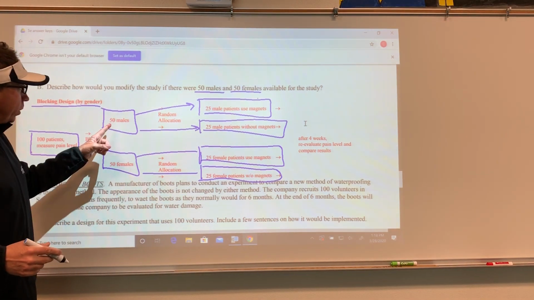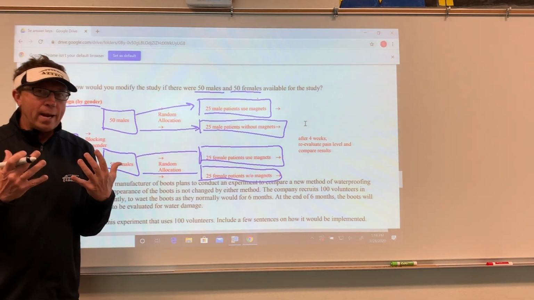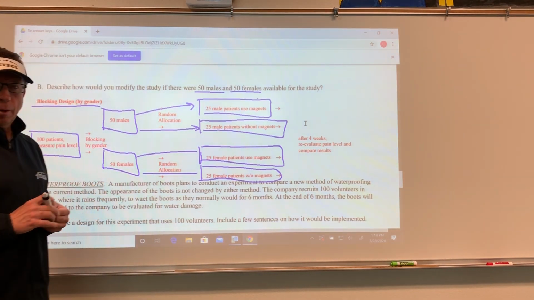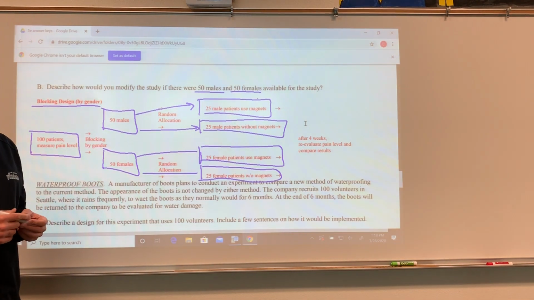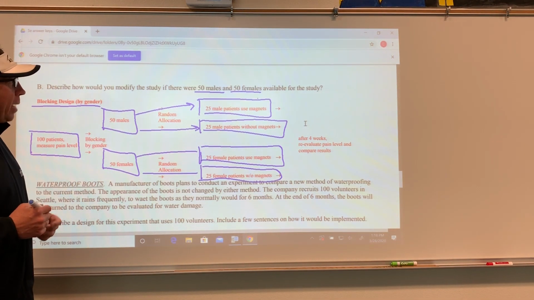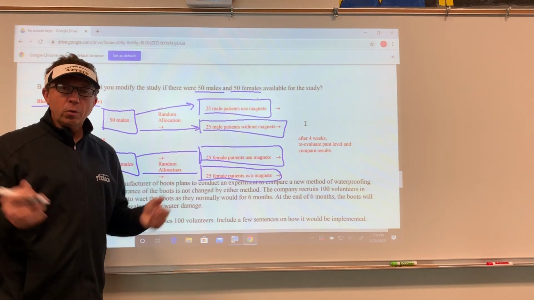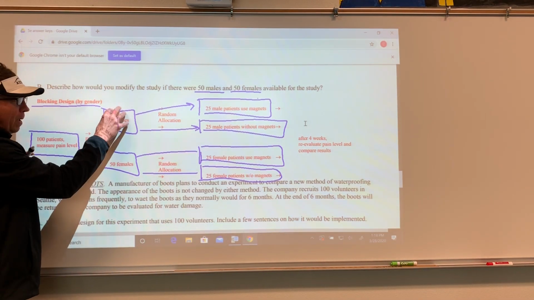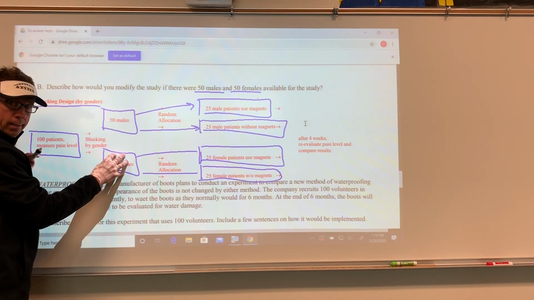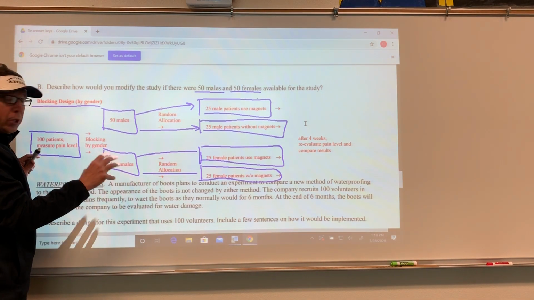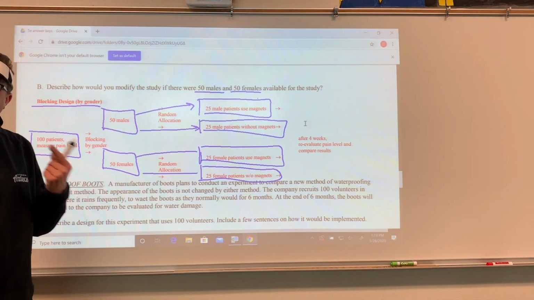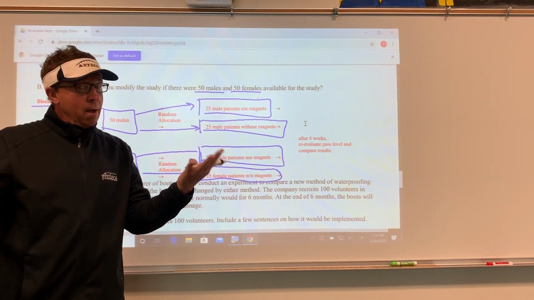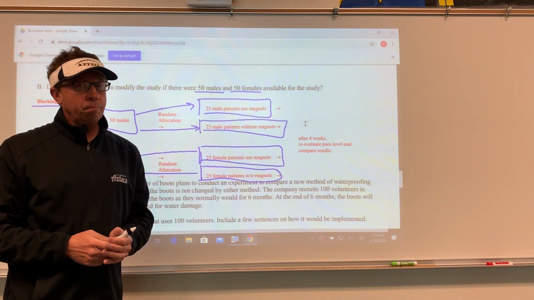You just have to make sure that you block on the right variable. In this case, we thought it was gender because maybe males and females handle back pain differently. I don't know if they do or not, but maybe they do, okay? I could have also blocked on high pain, low pain, and not worried about gender if I thought the magnets might work differently with low pain or high pain. That's another area I could have blocked on, okay?